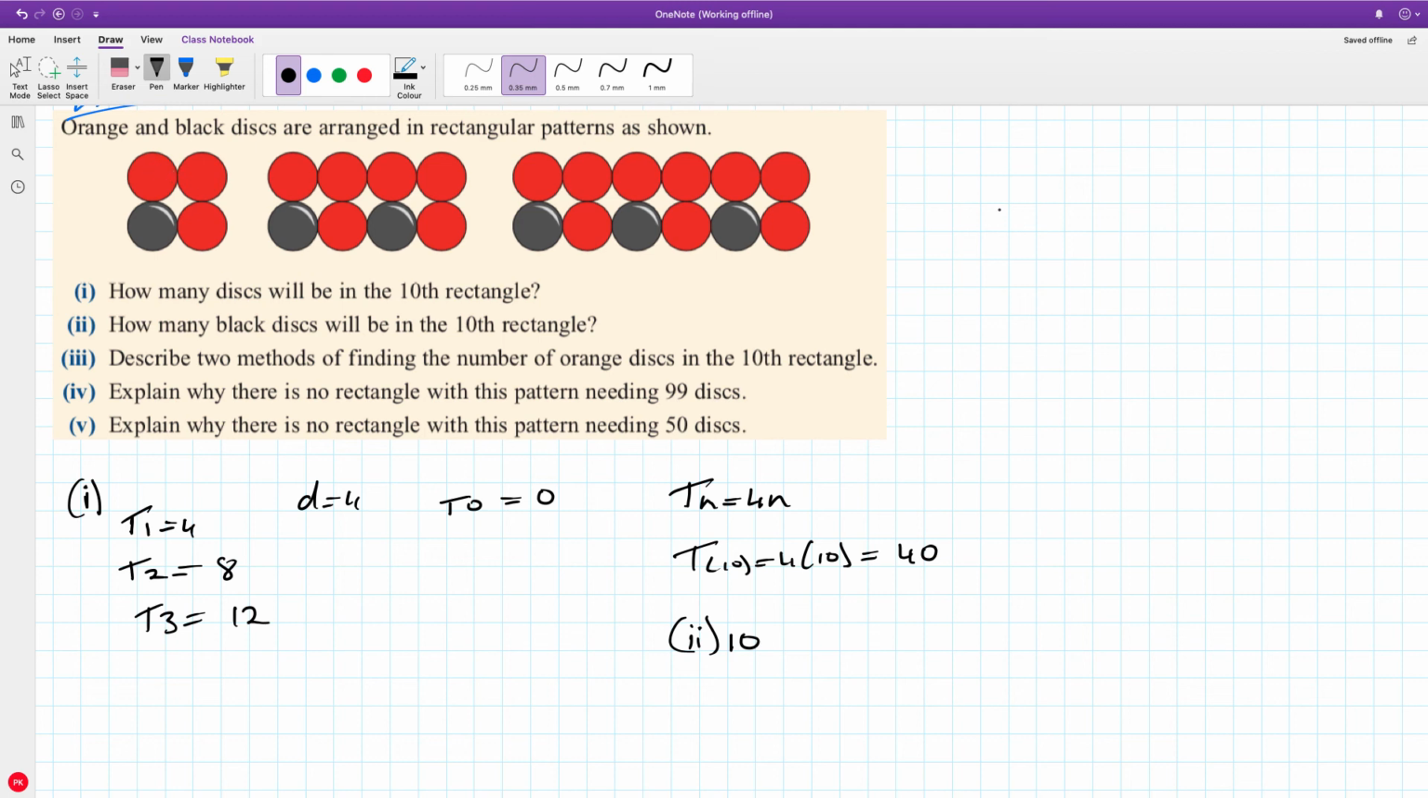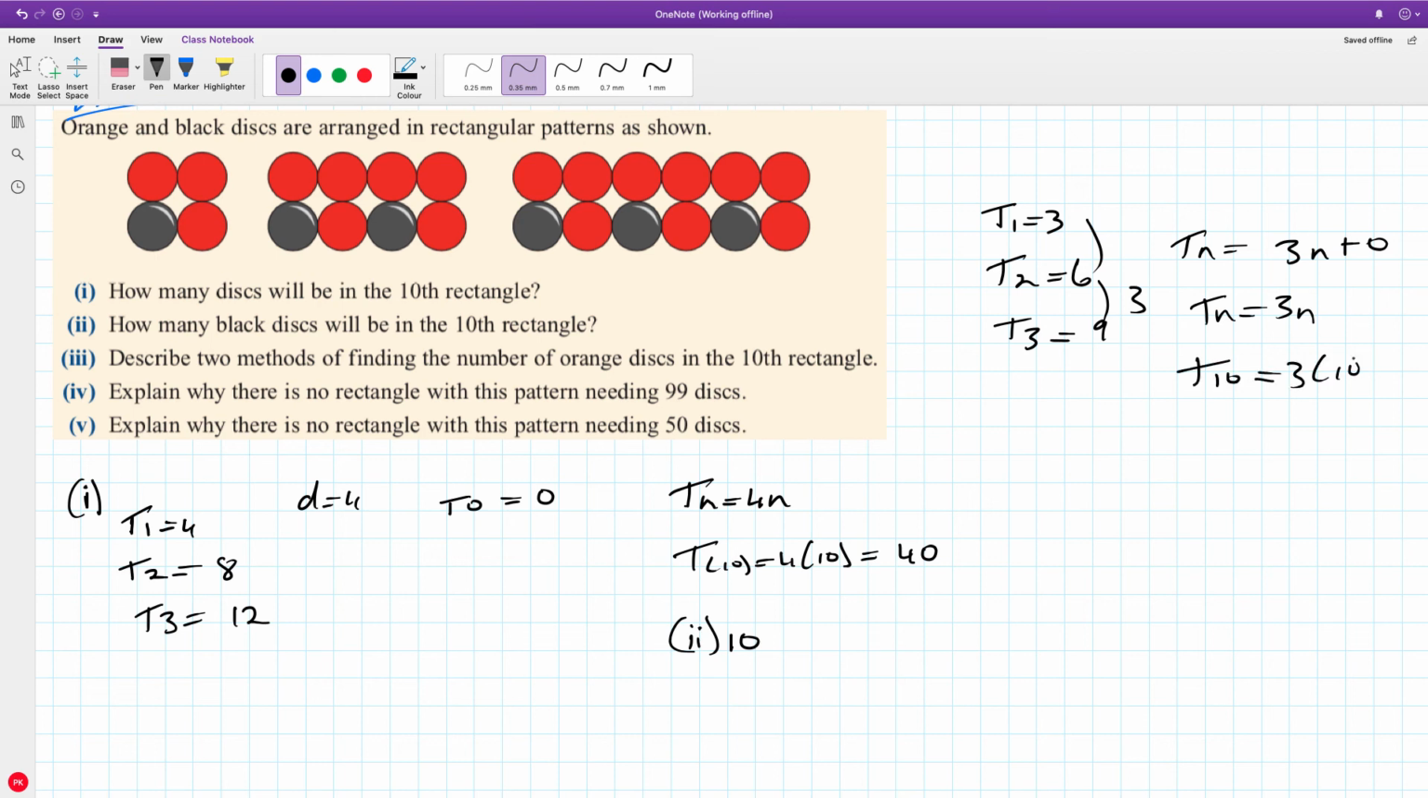Well, if you look at it, one way of finding it is T1 is 3, T2 is 6, T3 is 9. So Tn is equal to, the difference between each one is 3, and T0 is 0. So Tn is equal to 3n. T10 is 3 times 10, which is 30. There's one way. And the second way is there's 40 discs altogether, and if you take away the 10 black ones, you're left with 30 orange as well. That's the second. Good stuff.